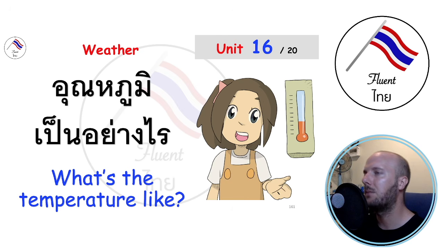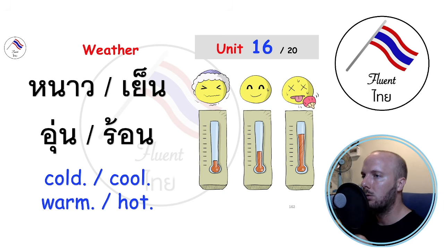Apart from เป็นอย่างไร, they probably just ask เท่าไหร่, which is like how much, you know, อุณหภูมิเท่าไหร่, or อุณหภูมิกี่องศา. กี่ how many, องศา degrees is another way. Cold, cool, warm, hot. Okay, หนาวเย็นอุ่นร้อน. I'll do that again, trying not to burp. หนาวเย็นอุ่นร้อน.